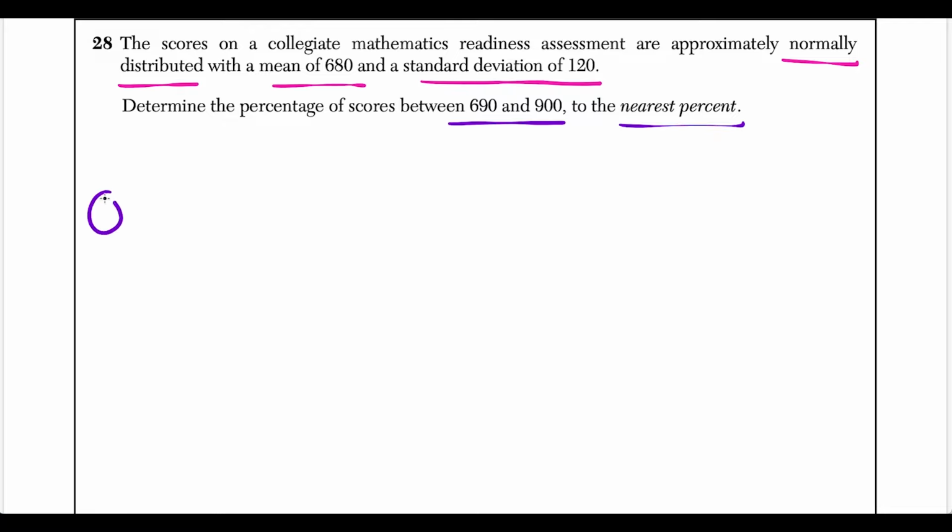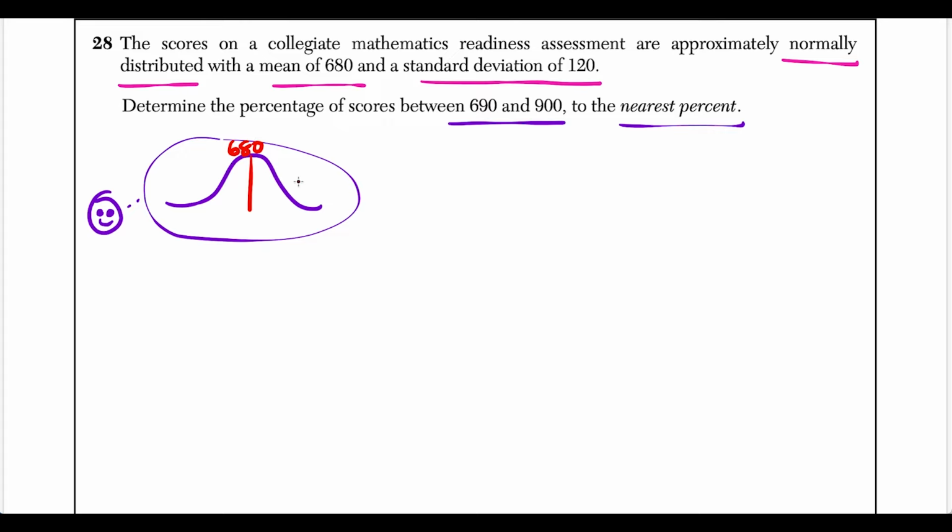So what I'm imagining for this question is a normal curve here. So that looks like the bell shape here. And right at the center is the average. And the average here is 680. And then the standard deviation is 120. Let's make that a little bit neater. So 680 is our average.